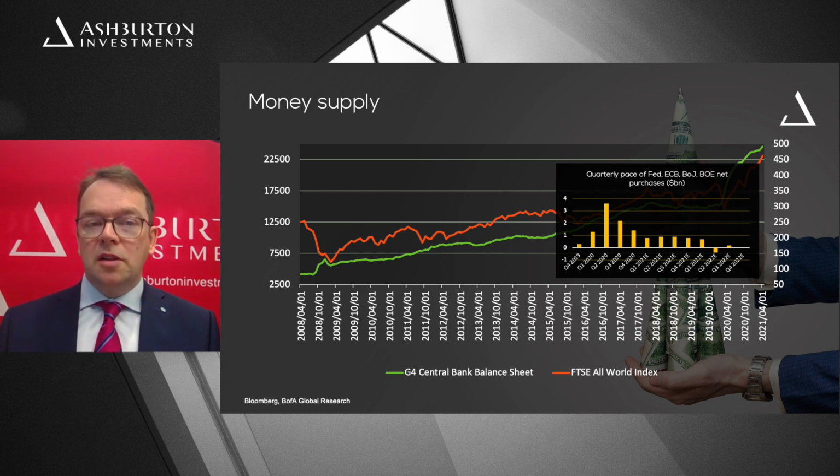I mentioned fiscal policy already. That's been very supportive too. So President Joe Biden unveiled a $2 trillion stimulus plan earlier this year. And for context, that's close to 10% of US GDP.